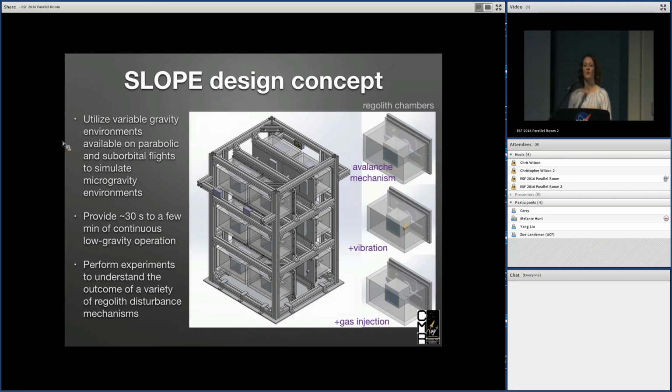And we can, again, do this for a variety of simulant types, a variety of size distributions. We're working with Dan Britt and DSI to use some of their simulants. We have lunar simulants, Mars simulants. There's a wide variety out there.